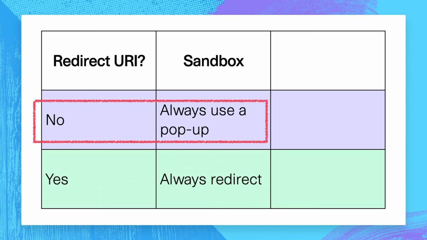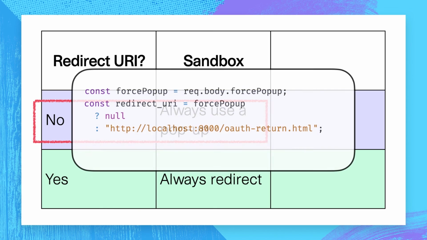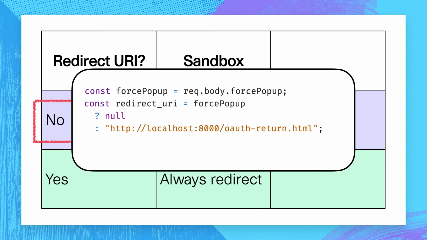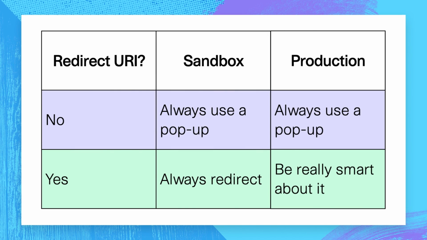And so if you wanted to test out the different flows for debugging purposes, that's fine. You could add some code to your server to do that. But once you get into production, don't do this. Always include the redirect URI and let Plaid figure it out for you.